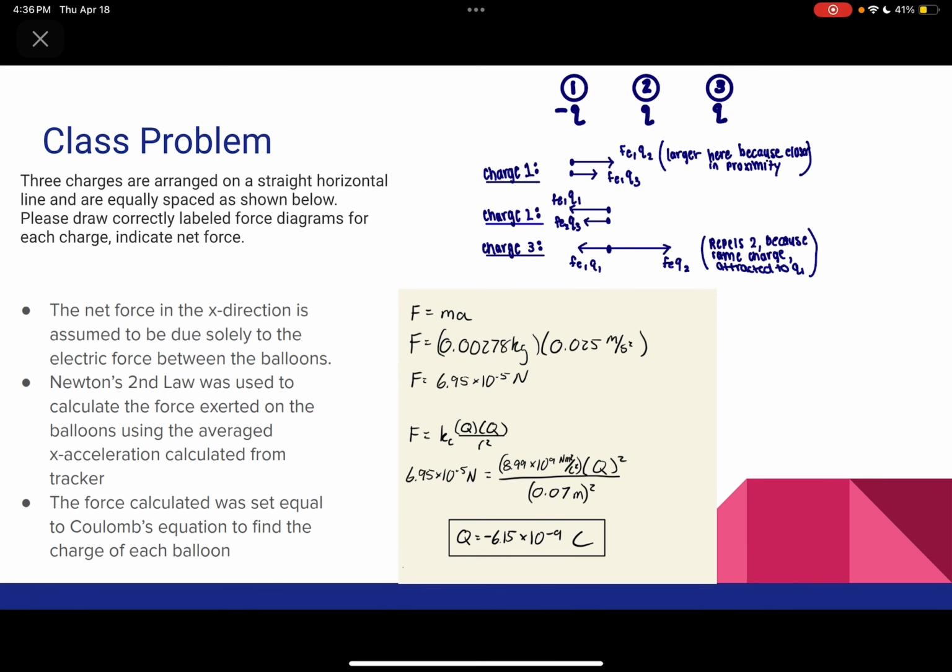The class problem that I had for myself was: if three charges are arranged on a straight horizontal line and are equally spaced as shown below, then I wanted to draw force diagrams to indicate this. So charge 1 had a negative Q, and 2 and 3 had positive Q.